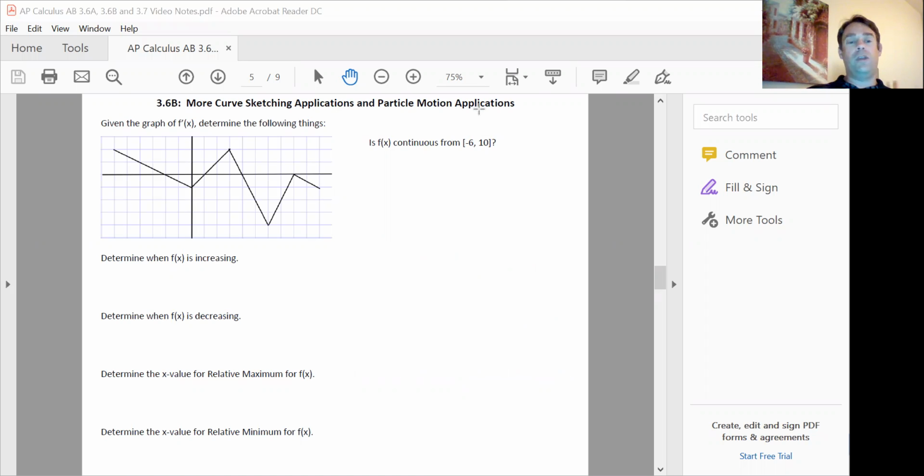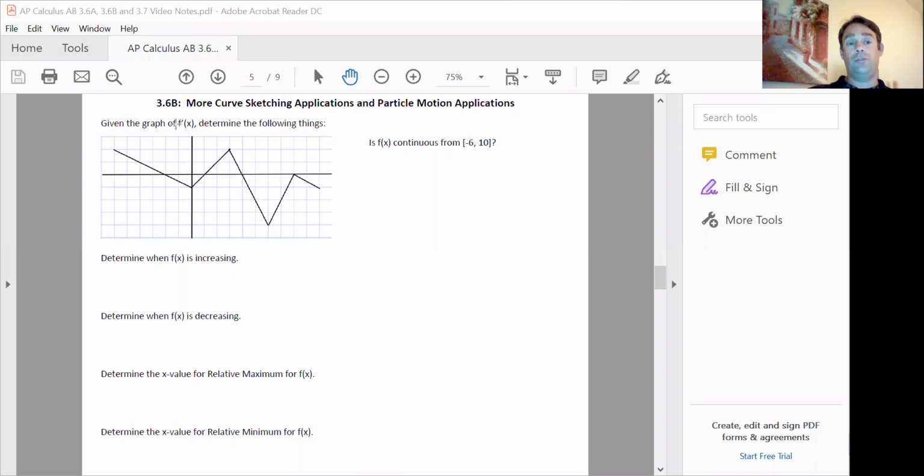All right, friends. So to begin with, we have this graph. It's the graph of the derivative, and I'm asking you, first of all, a few different questions. So go ahead and pause the video, give it your best shot of what you're doing, and then we will come back and we'll take a look at it.